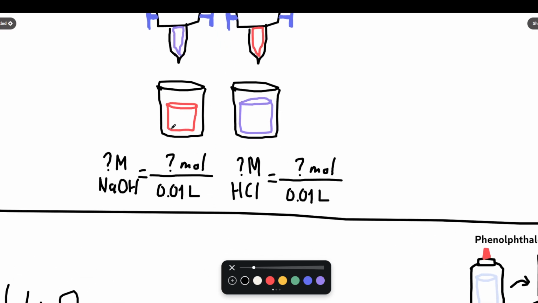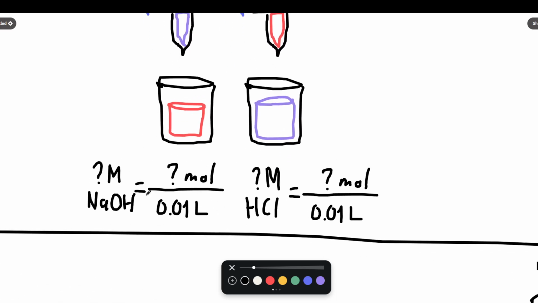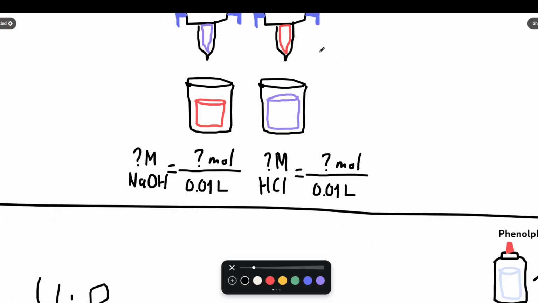Down here, you've got the stuff that you don't know, so you don't know the molarity. However, you do know how much volume you used because you measured it beforehand. Ideally, I would recommend using 0.01 liter or 0.02 liters, which is basically 10 milliliters or 20 milliliters at the bottom. So you know how much volume you use for both solutions at the bottom.